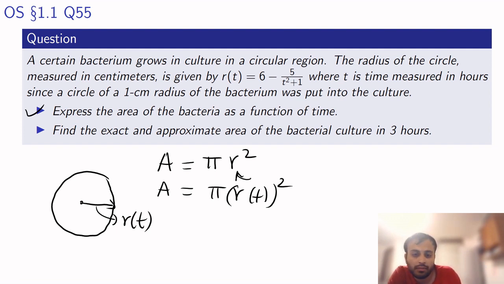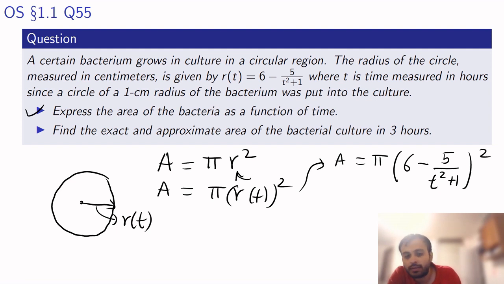Now if you plug in the value of r here, what you'll get is area is equal to pi times (6 minus 5t square plus 1) whole square. Now you see that the area is also a function of time, which is easy to understand, right? If the radius is a function of time, then anything dependent on radius will also become a function of time. So you can represent A as A(t) because now it changes with time.